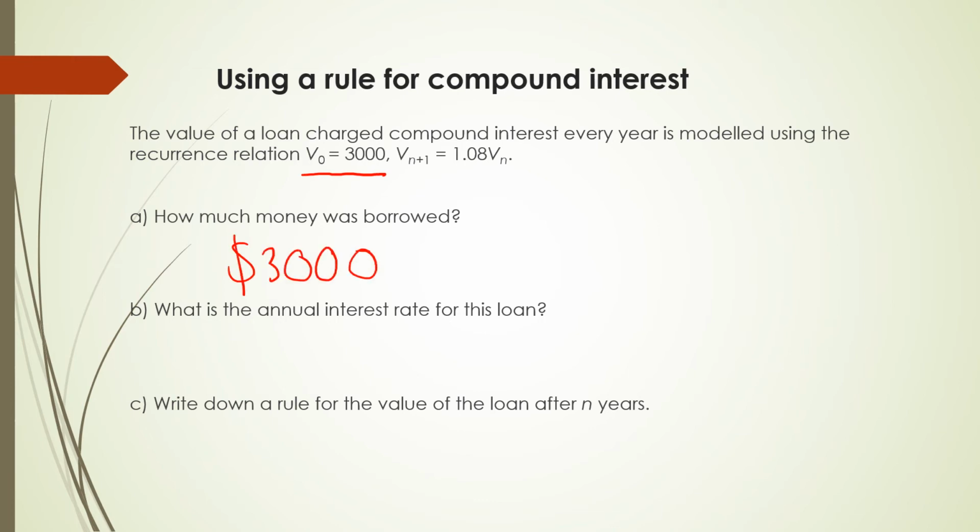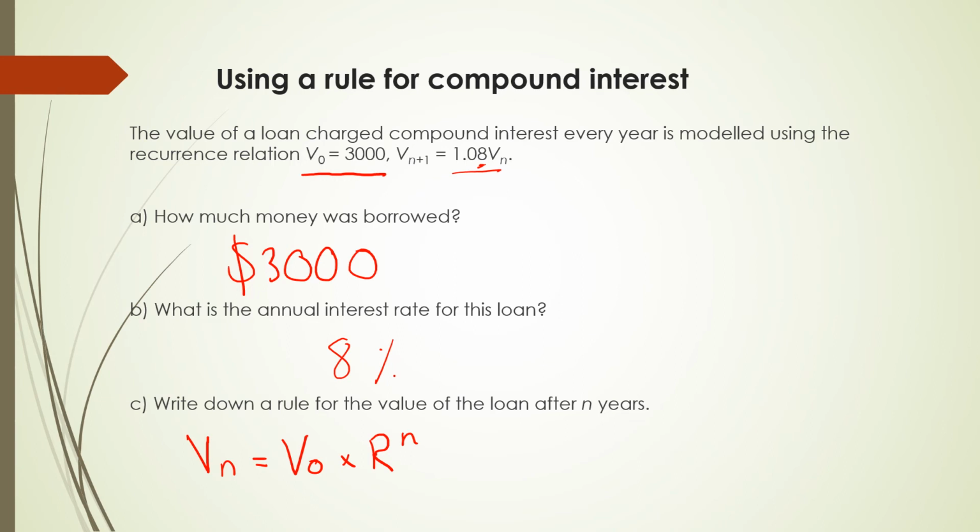What is the annual interest rate for this loan? We looked at that in the previous part. This gives away our rate here, therefore it is 8%. Now finally, part C, write down a value for the loan after n years. All right, so this is where we're going to take the recurrence relation and convert it into a rule. The general structure of the rule is going to be like this: Vn equals V0 times R to the power of n. So that's the key difference there.